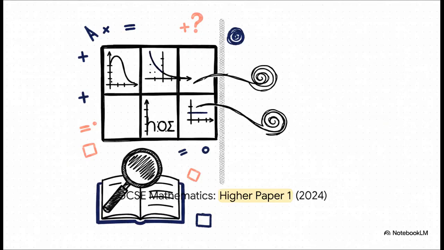Okay, here it is. Question 12, straight out of the non-calculator paper. What we've got is a grid of 9 different graphs and 3 little equations. And the challenge? It's pretty simple. Match each equation to the right graph. We're going to break this down one equation at a time.